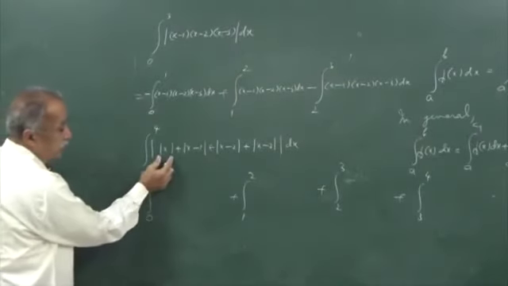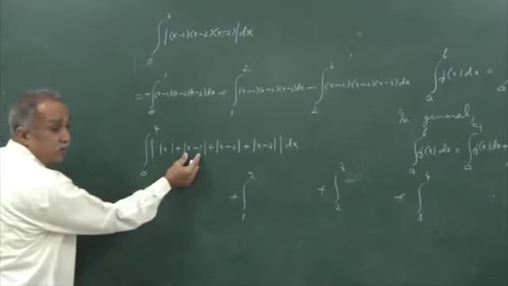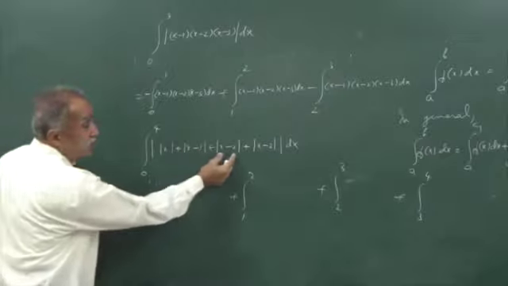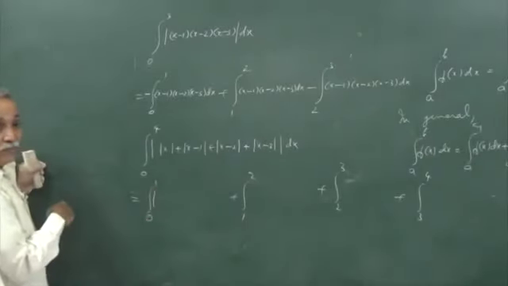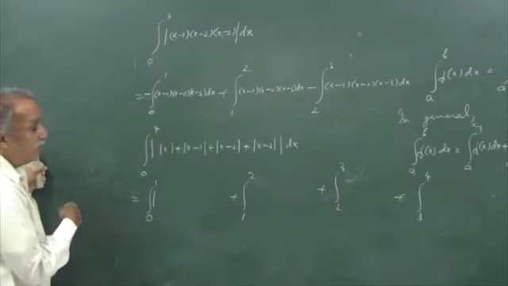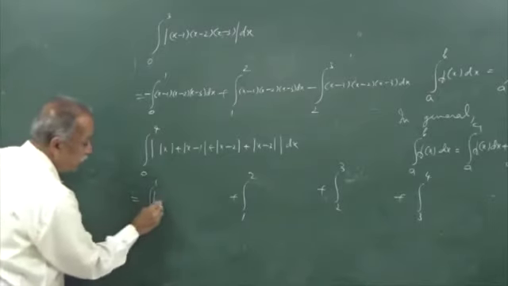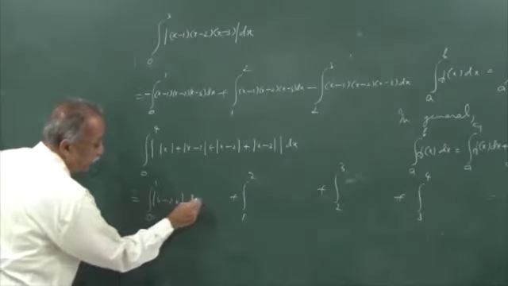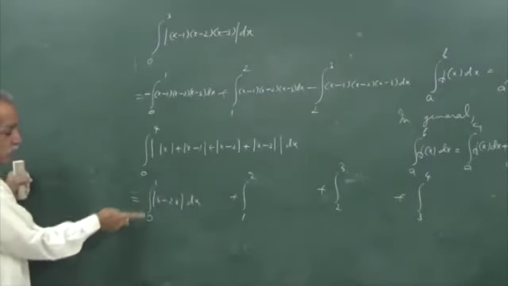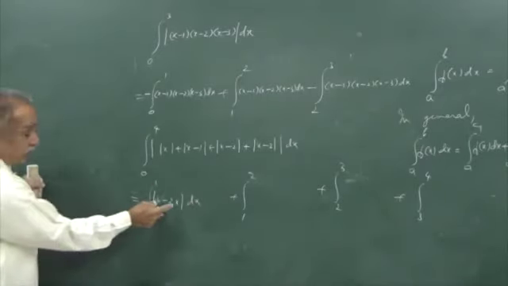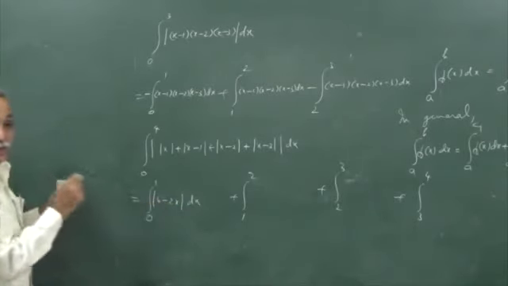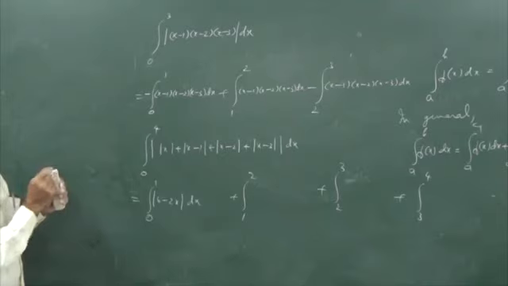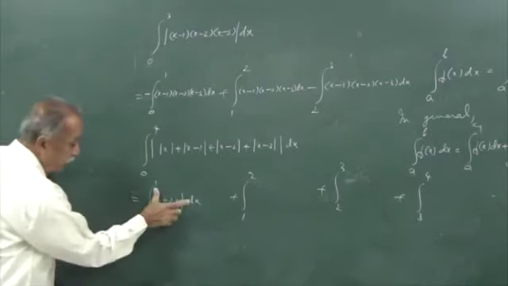In interval 0 to 1, this is x, this is 1 minus x, 2 minus x, 3 minus x. Total is 6 minus 2x. Is 6 minus 2x throughout positive in this interval? It vanishes at 3. 3 is an exterior point of the interval. So this 6 minus 2x will be taking the same sign throughout. Which sign? Positive or negative? Positive.